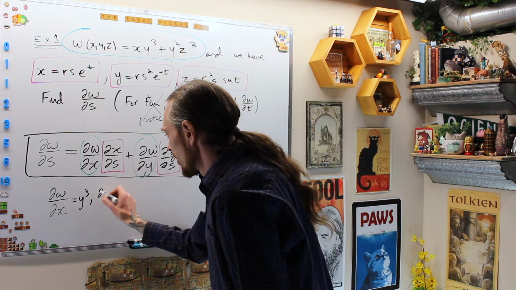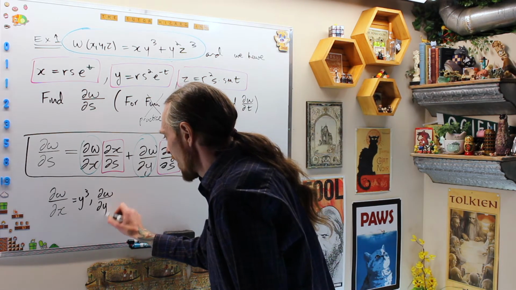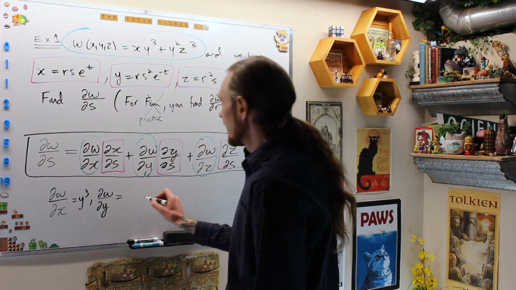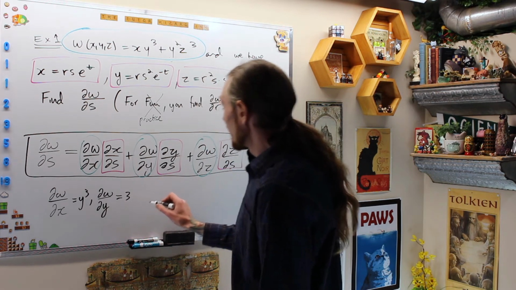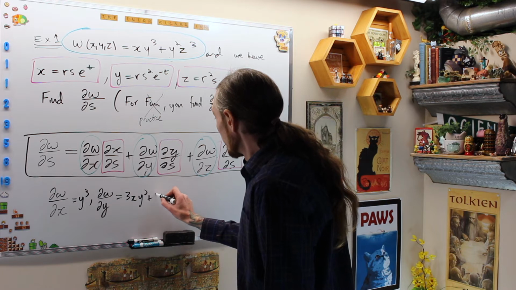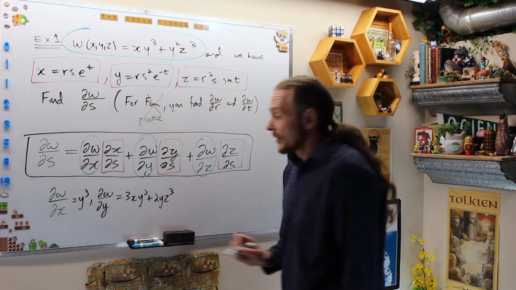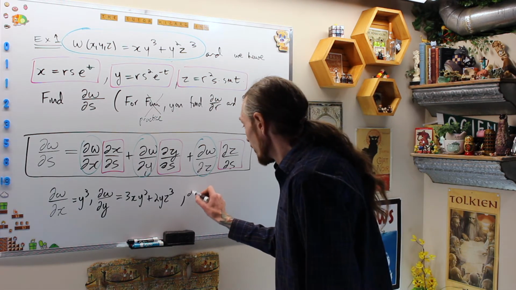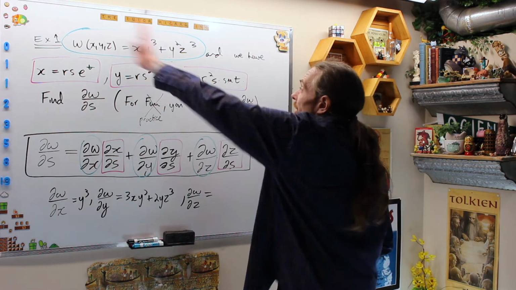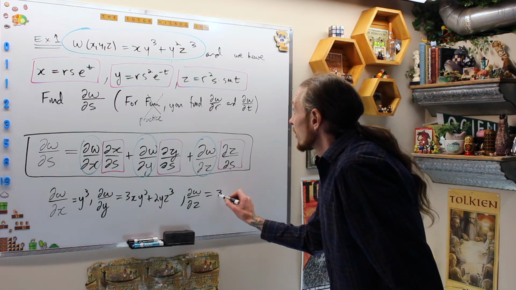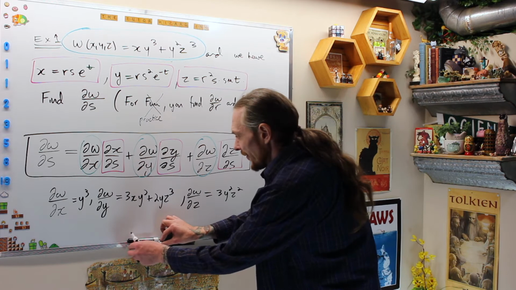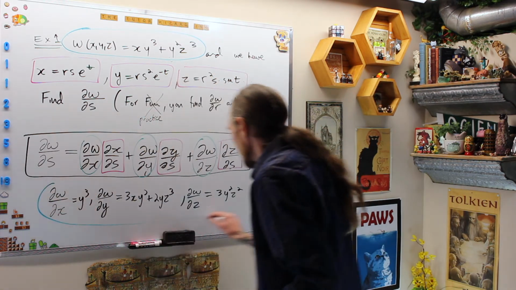Then the partial of w with respect to y is going to be a little bit nastier. By a little bit I mean a lot of bit in math. This is going to be 3xy squared plus 2yz cubed. And then the partial of w with respect to z is going to get 3y squared z squared. Good. Now I've focused on w.